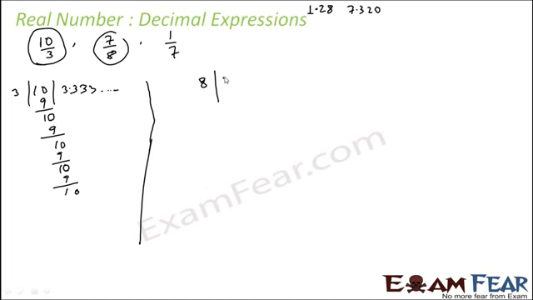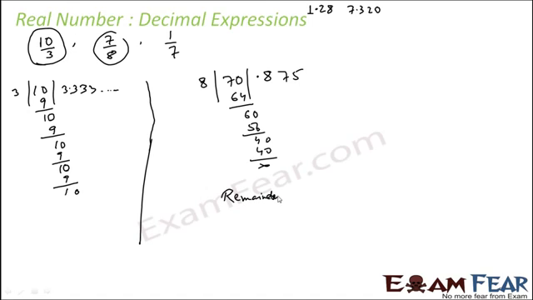Let's divide the second number, 7 by 8. I have 8 here, I have 7 here. I can't divide, so I put 0 point, it becomes 0. And then 8 into 8 is 64, then I have 60 here, then 8 into 7 is 56, then 40, 8 into 5 is 40. So the value is 0.875, and the remainder is 0.